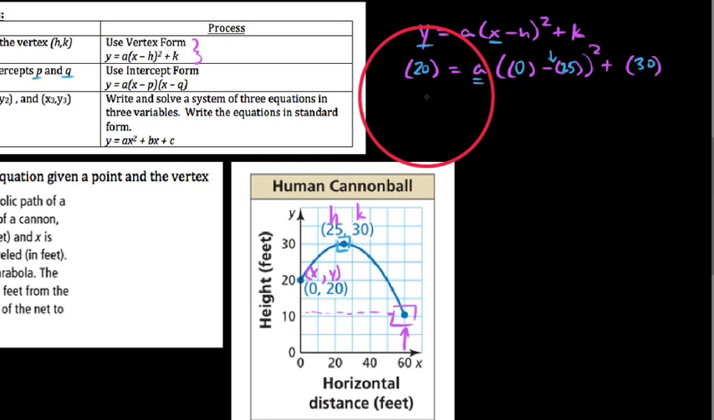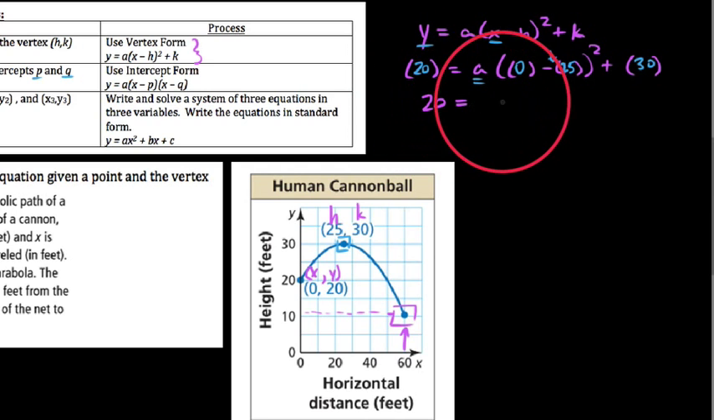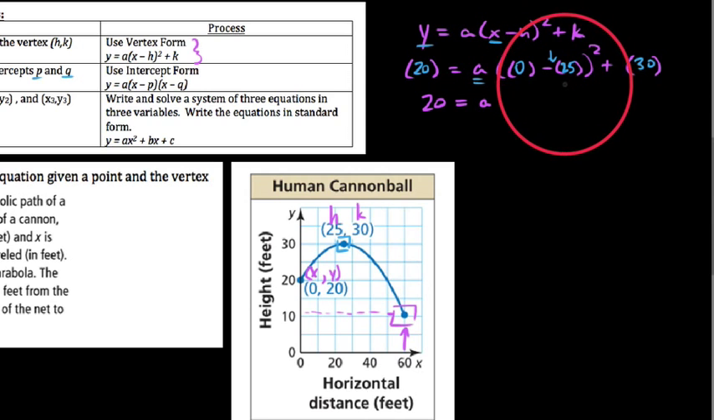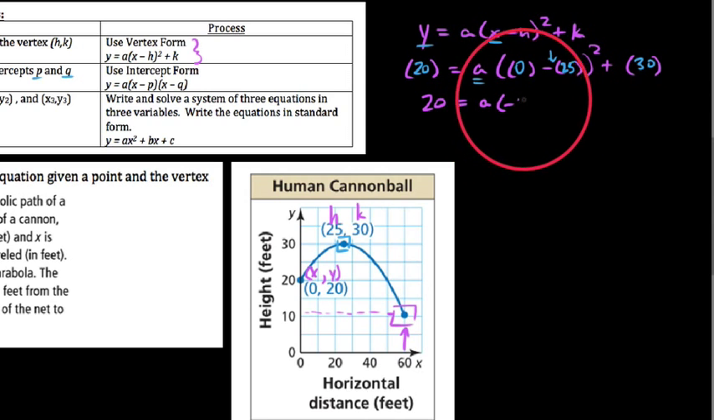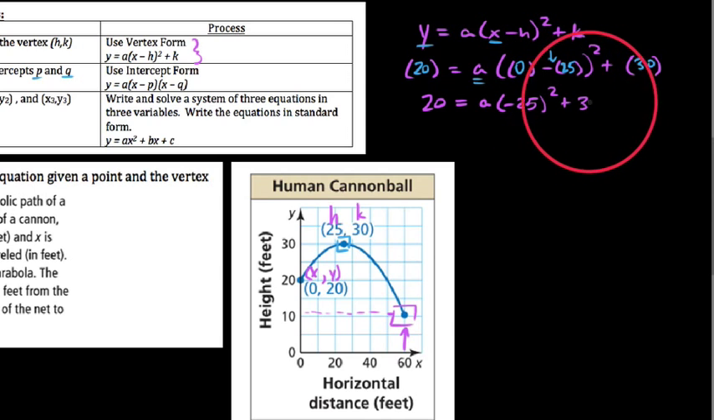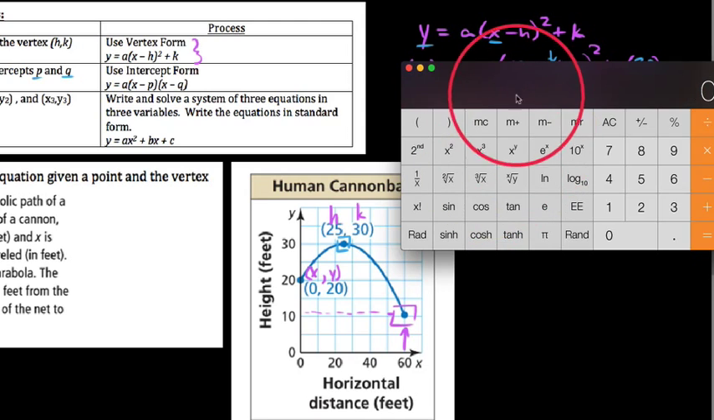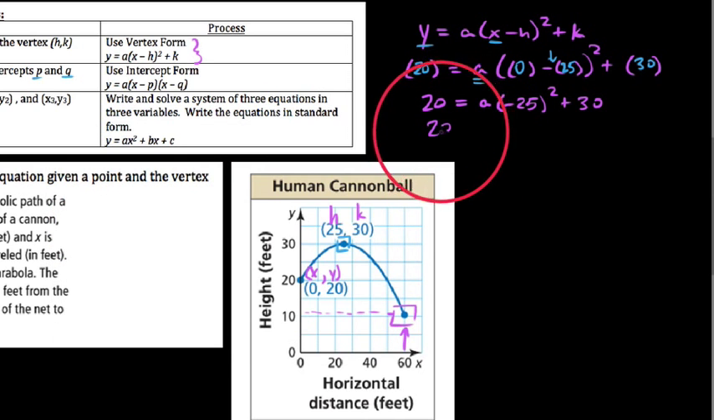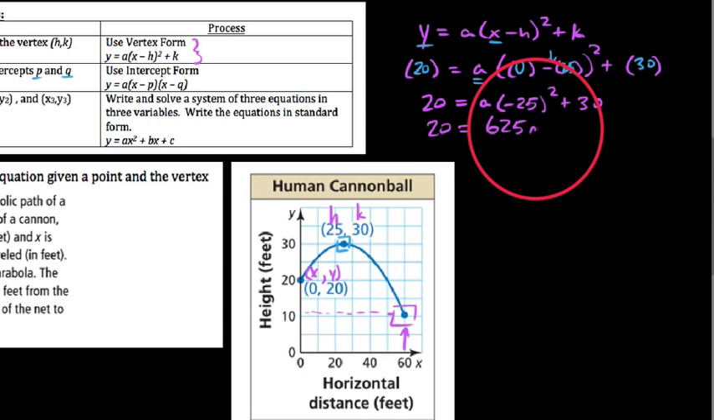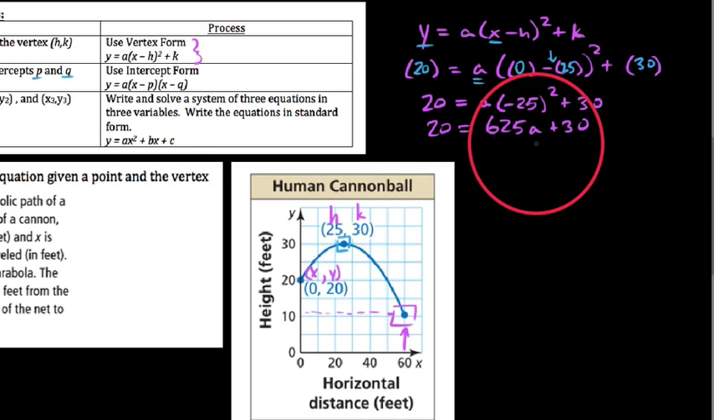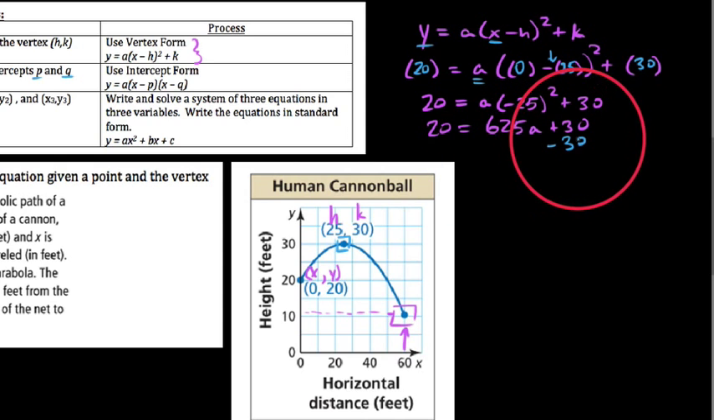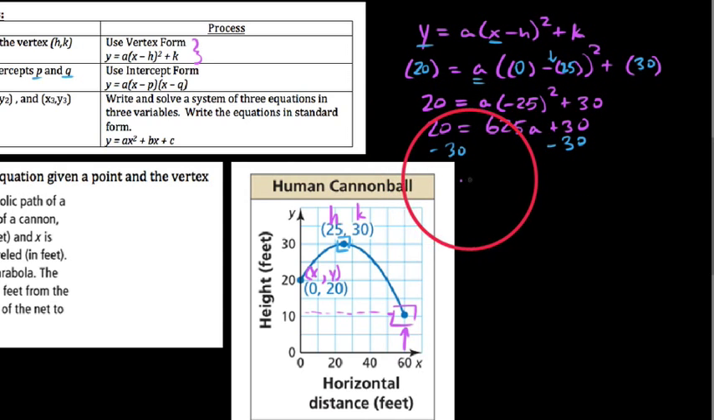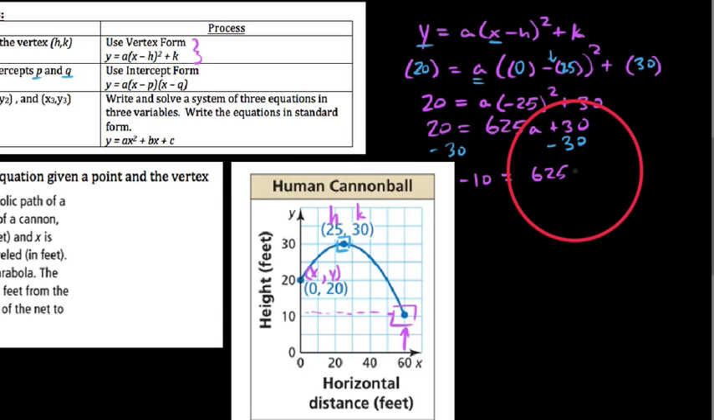So let's go ahead and take a look at what this simplifies out to being. We have 20 on the left side of this equation. We have a times, now 0 minus 25 is negative 25. So we get negative 25 squared plus 30. So 25 squared, I do believe, is 625, but we do want to check this on a calculator. So what we end up with here is this. We have negative 25 times negative 25 is the same thing as 25 times 25. So we do indeed get that 625. So we get 625 times a plus 30. And now all we want to do is solve for a. So by subtracting 30 from both sides, we see that we get here a negative 10 on the left and a 625a on the right.